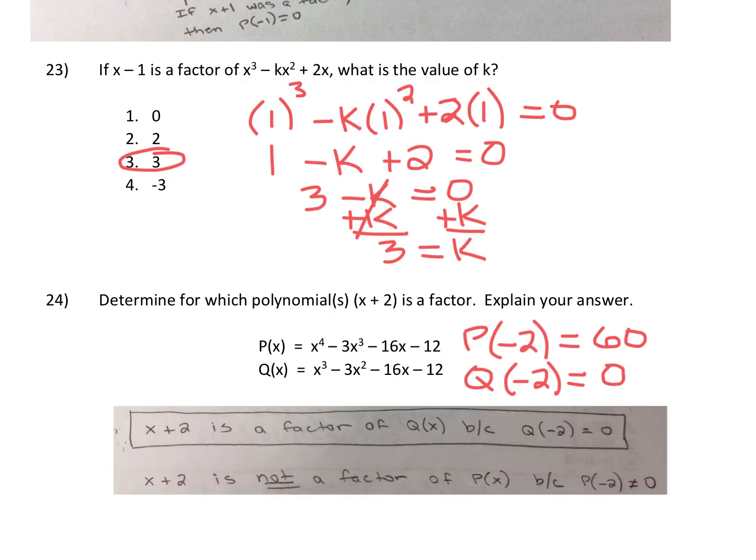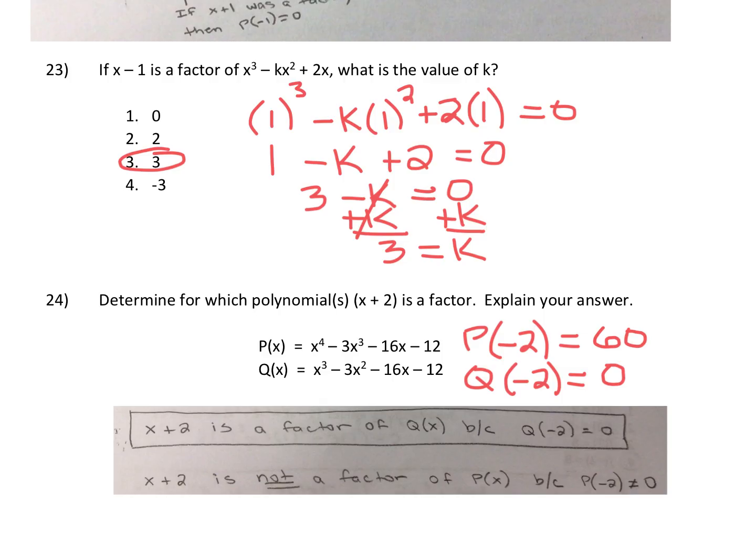Okay, so I just said here that x plus 2 is a factor of q of x, right? I said because q of negative 2 equals 0. You also could have said because there is no remainder. Either one is fine. And then I said x plus 2 is not a factor of p of x because p of negative 2 does not equal 0. See, p of negative 2 does not equal 0. Or you could have said because there is a remainder. So either one is fine.